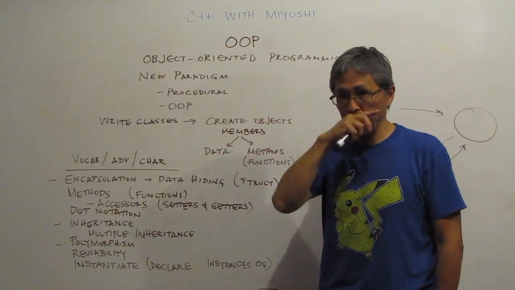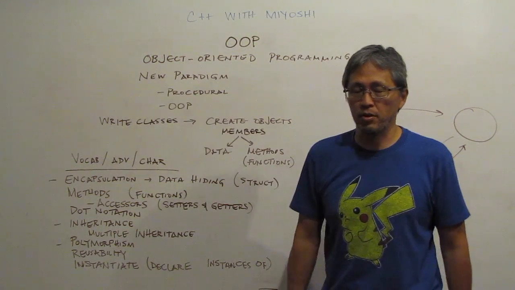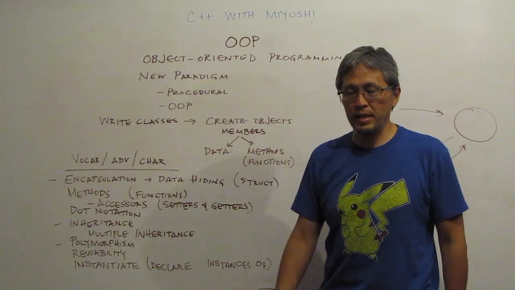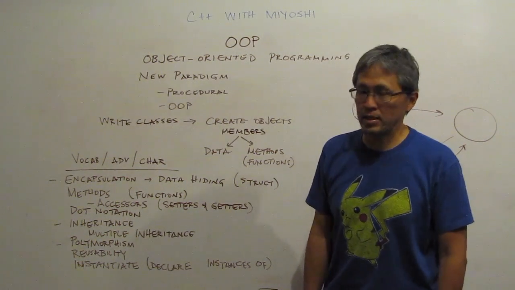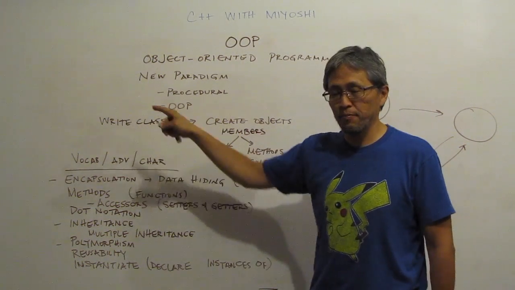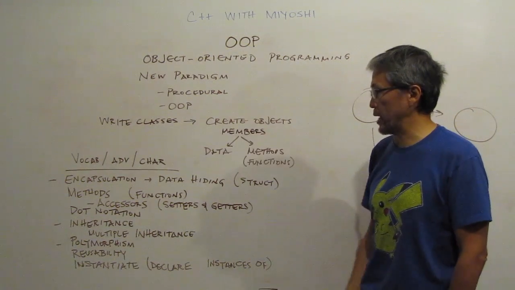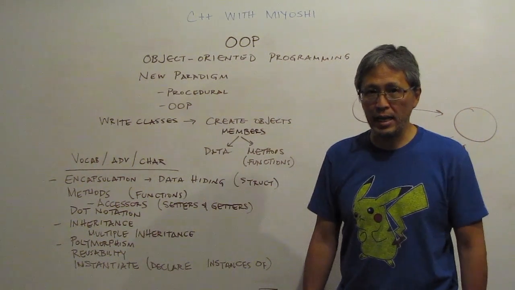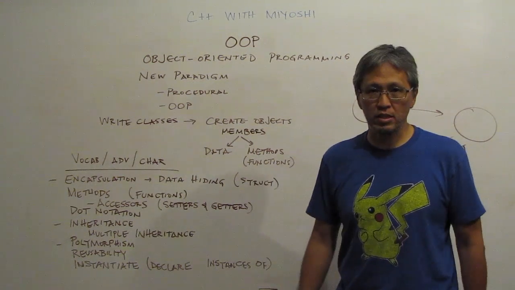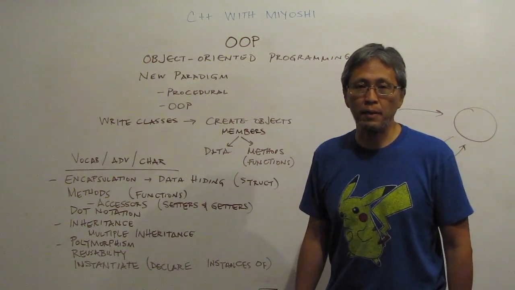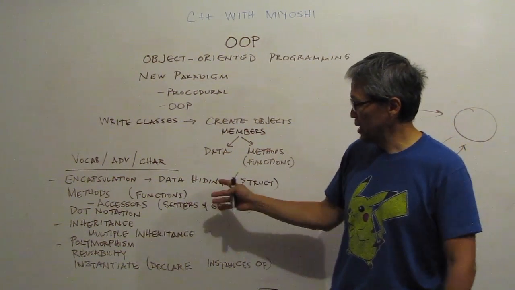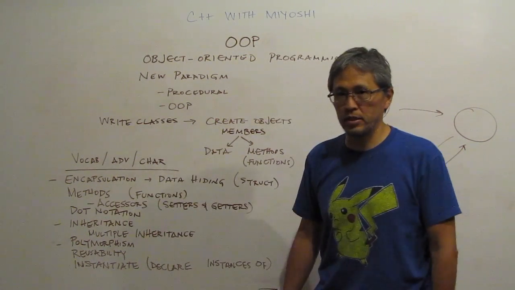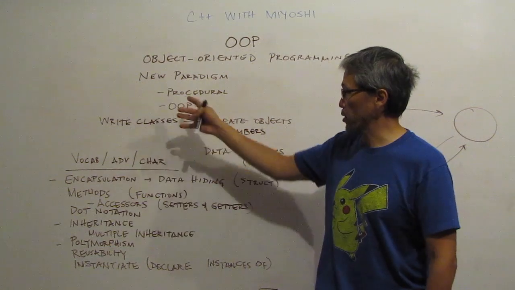But the paradigm that we've been using so far is procedural programming, where everything's fairly linear. Object-oriented programming is a little bit different than that. You create objects, you write classes, and then you create these objects from those classes. Those objects have members. The members happen to be either data or methods, and methods are merely functions created for those objects.